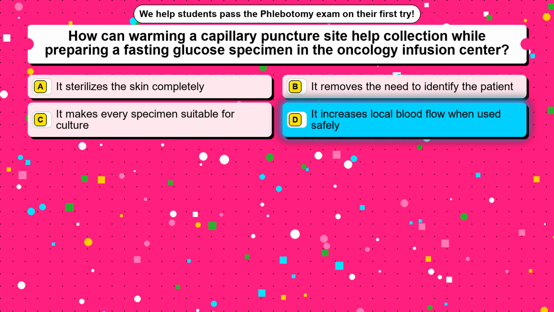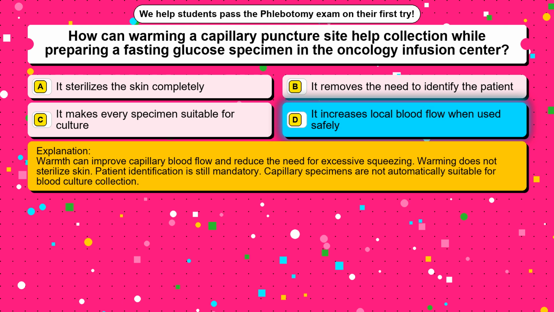The correct answer is option D. It increases local blood flow when used safely. Warmth can improve capillary blood flow and reduce the need for excessive squeezing. Warming does not sterilize skin. Patient identification is still mandatory. Capillary specimens are not automatically suitable for blood culture collection.